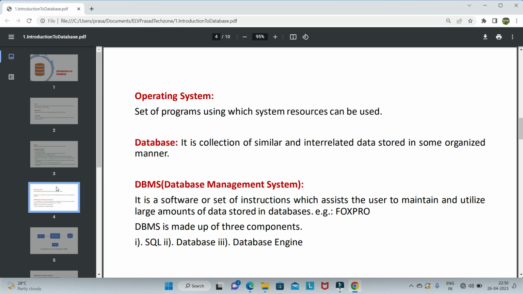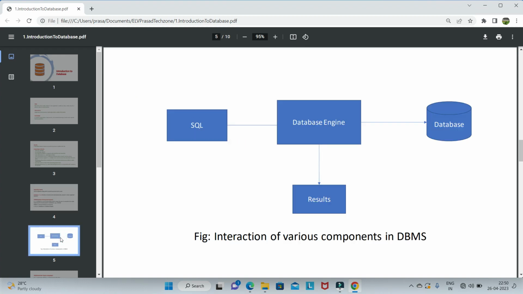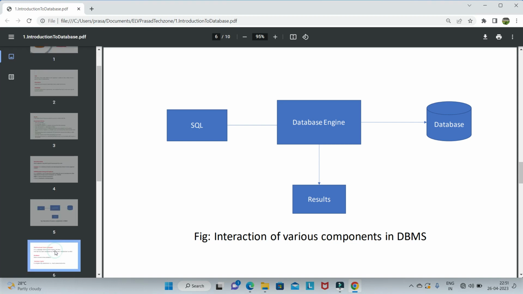DBMS is made up of three components, which are SQL, database and database engine. Here we have to write SQL queries to interact with the database, and the queries written will be processed in the database engine, and finally the data will be stored and retrieved from the database. Once this query is executed, then we get the results. So this is how the components of DBMS work.